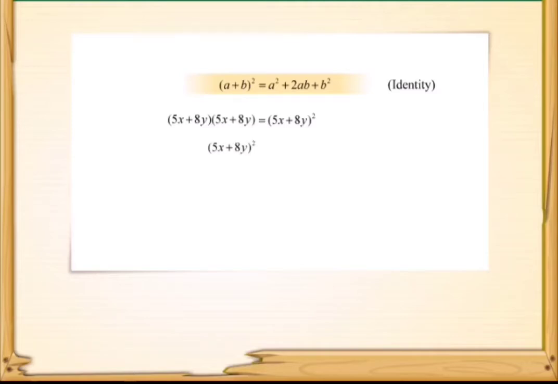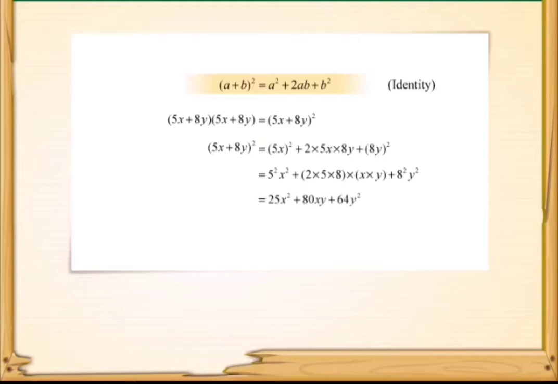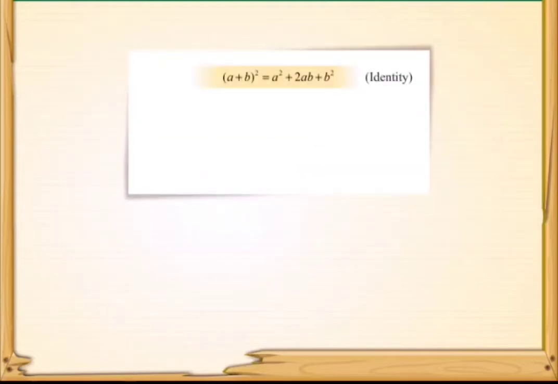Let us see how. Take the right-hand side of the identity and substitute a with 5x and b with 8y. Simplifying the 3 terms, you get 25x square plus 80xy plus 64y square. Now, you will learn to use an identity to find out the square of 205.